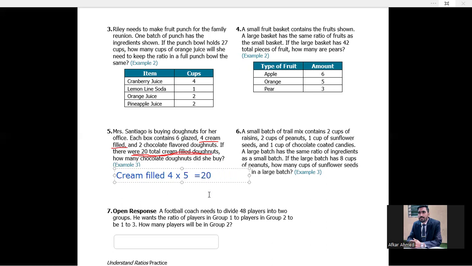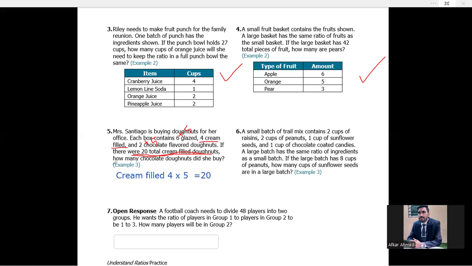So if we are multiplying this number by 5, we will multiply all the numbers by 5. So here, simply, you will multiply the glazed by 5. You will also multiply the chocolates by 5. Same as question 3 and 4, but only here the table is not given like in question number 3. The other process is the same.